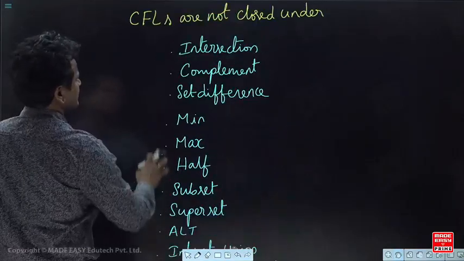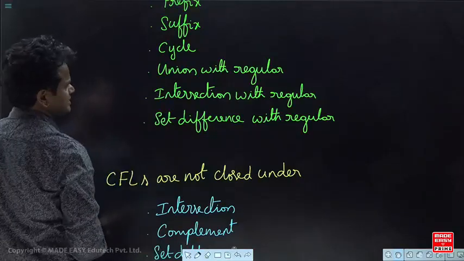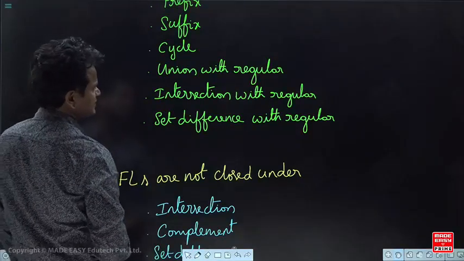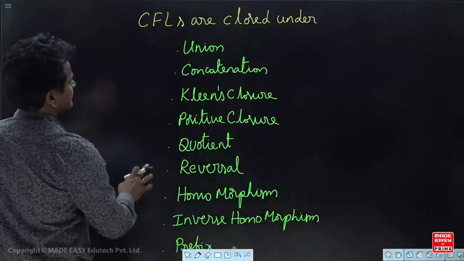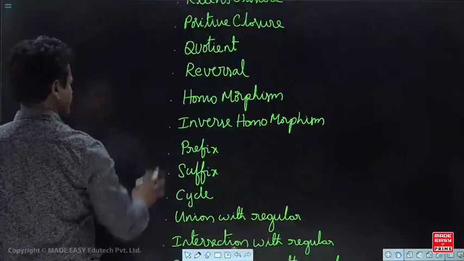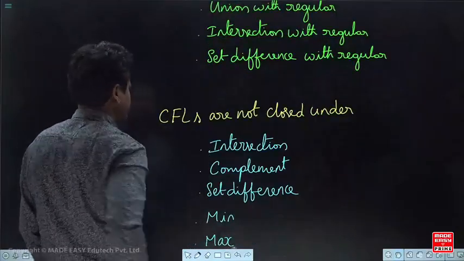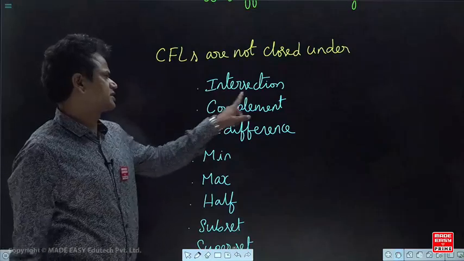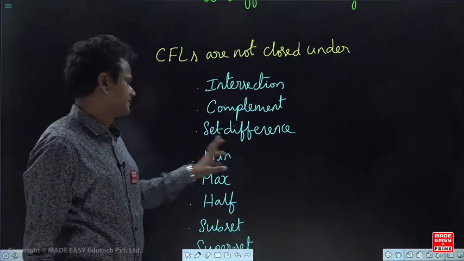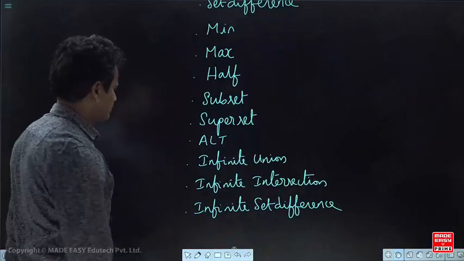And we'll go for union with regular, intersection with regular, set difference with regular. Okay, this is about CFL. CFLs are closed under these. One important thing, please concentrate here. CFLs are not closed under intersection, complement, set difference. Mainly you remember these points.